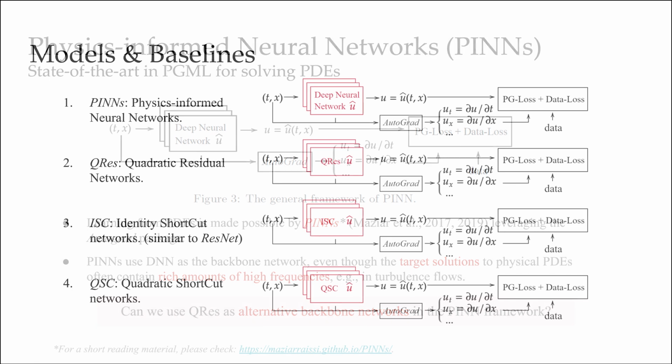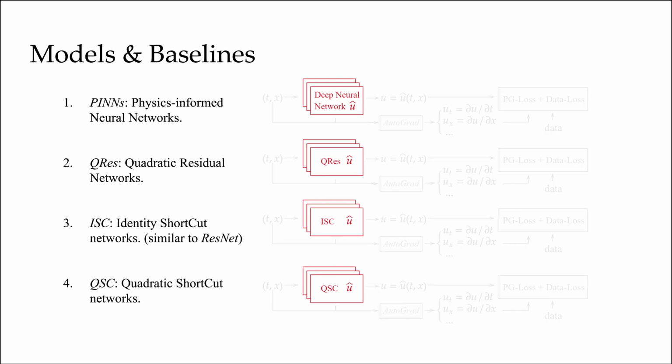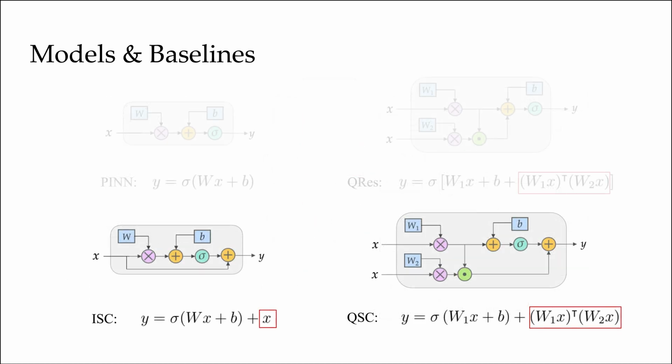To verify the effectiveness of the QRES networks, we replaced the backbone network of the original PINN with 3 different architectures, including QRES, ISC, and QSC. Note that the only difference among these baselines is the backbone network, while the rest remains the same. In some experiments, we examined the idea of adding an additional term outside the activation function. The 2 additional baselines are ISC and QSC, namely identity shortcut and quadratic shortcut, which is similar to the idea of the ResNet.